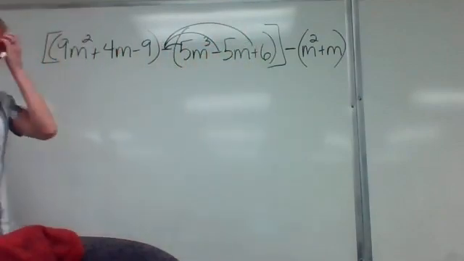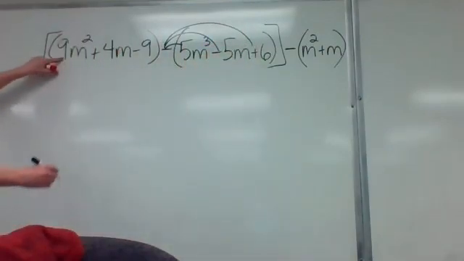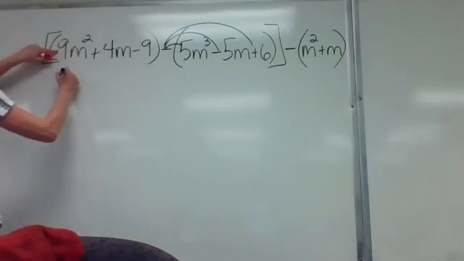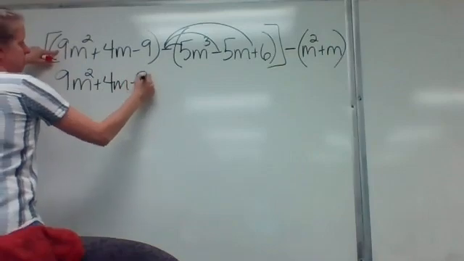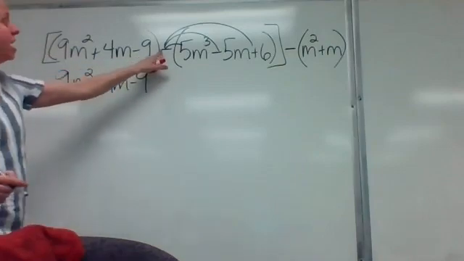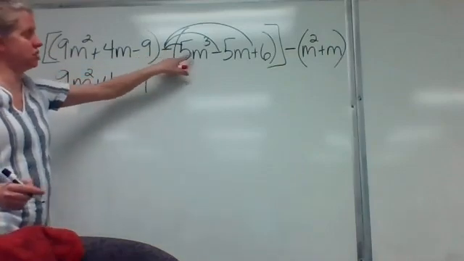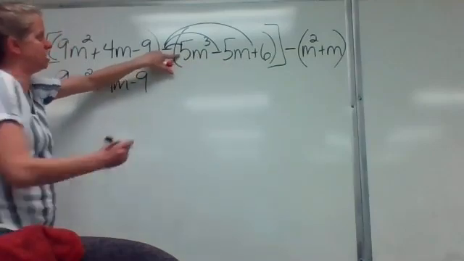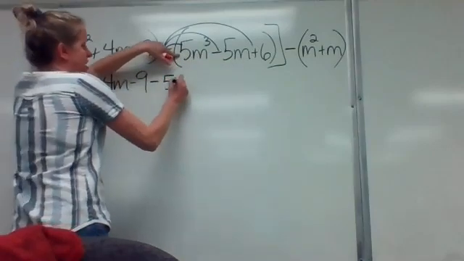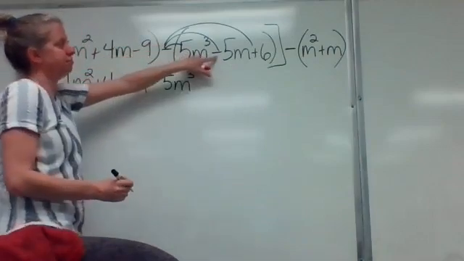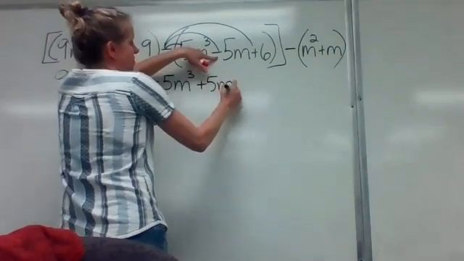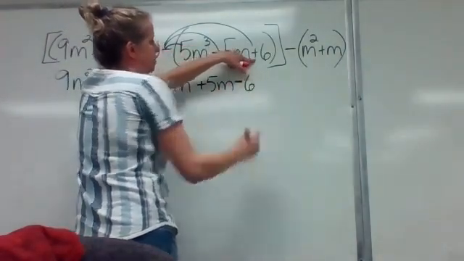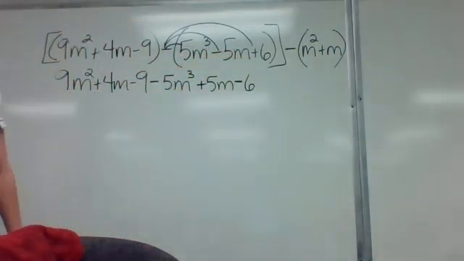that negative. This parenthesis, I can just bring all this down. There's not a negative to distribute in front of it. So I'm just going to bring all that down. When I distribute this negative, it's going to change all three signs. So it's going to make this one a negative 5m to the third. It'll turn that into positive 5m, and it'll turn this into negative 6.